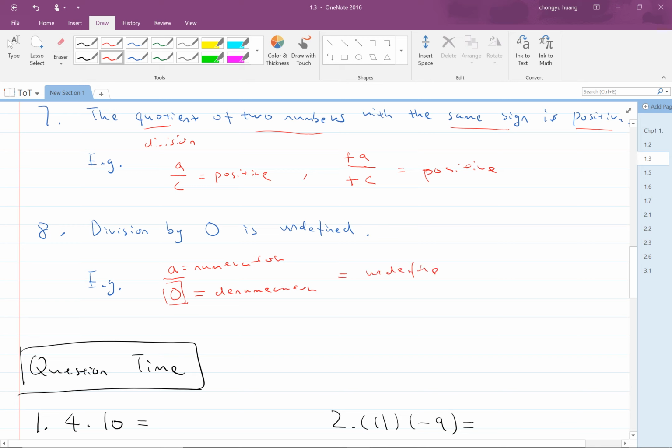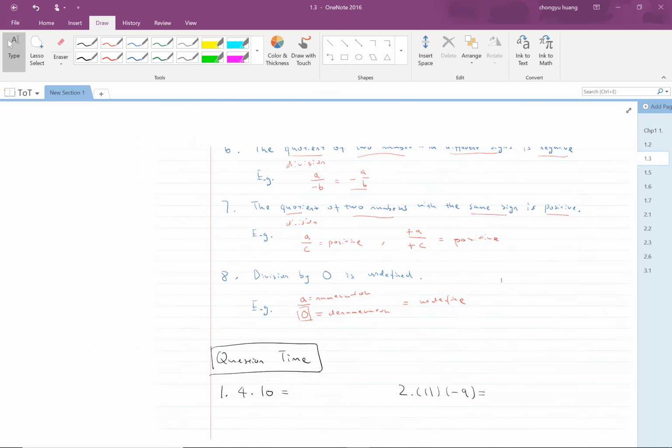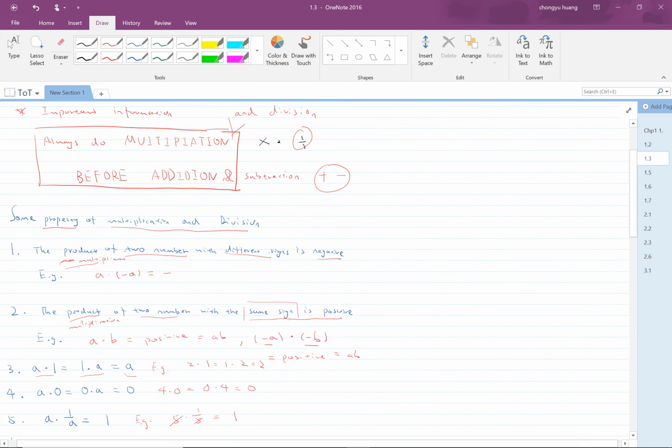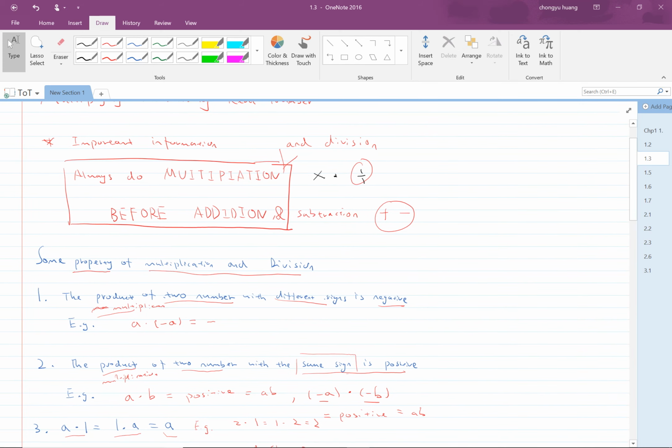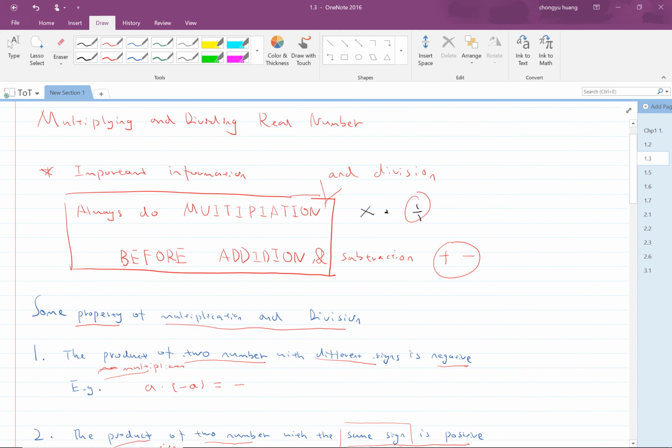So division by 0 is undefined. Whenever you see the denominator is 0, then it's going to be undefined. So the answer, whenever you see this kind of question, is undefined. That's basically everything for the property part.